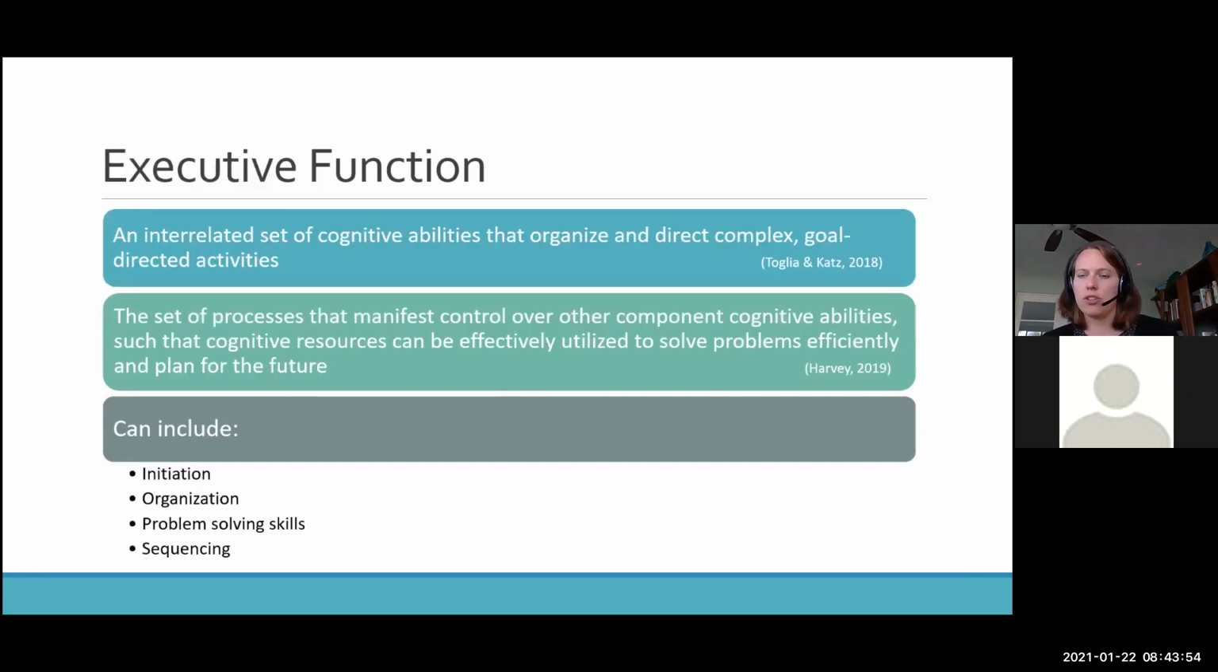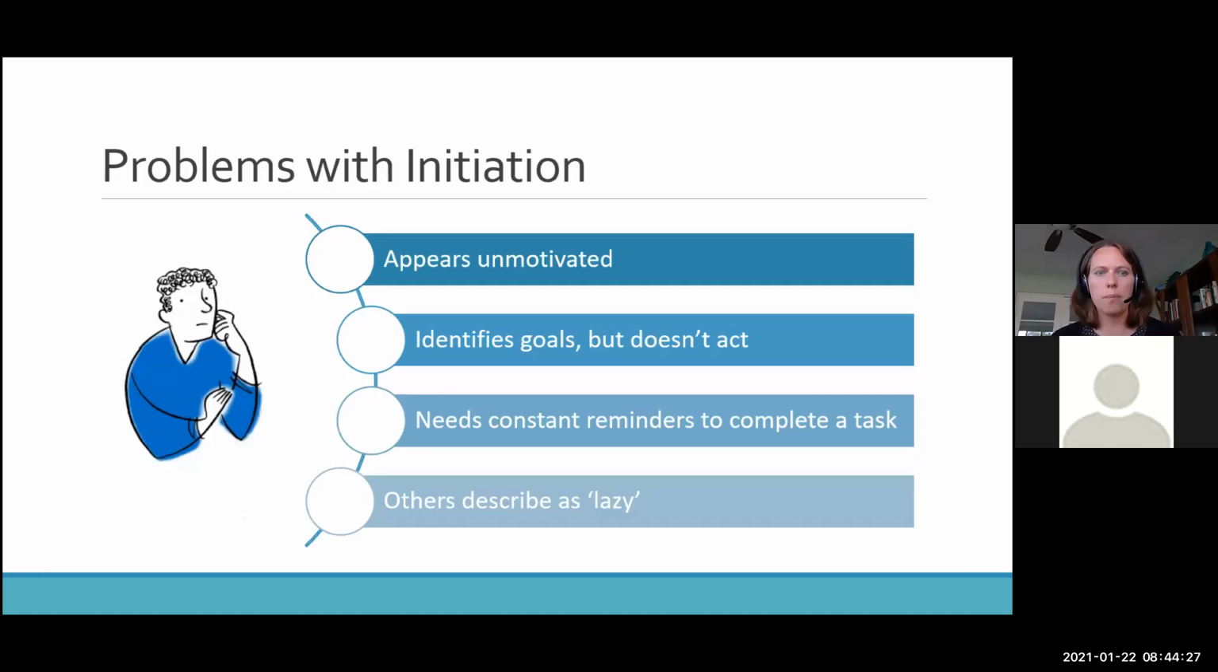And then executive functioning is actually a complex set of skills. So I'm going to talk through these skills somewhat individually, but they're interrelated, right? So one leads to the next one. It's what helps us complete goal-directed multi-step activities. Executive function oversees some of these smaller cognitive processes, which can include initiation, organization, problem-solving skills, and sequencing. There can be more to executive functioning, but these are the four that I'm going to focus on today.